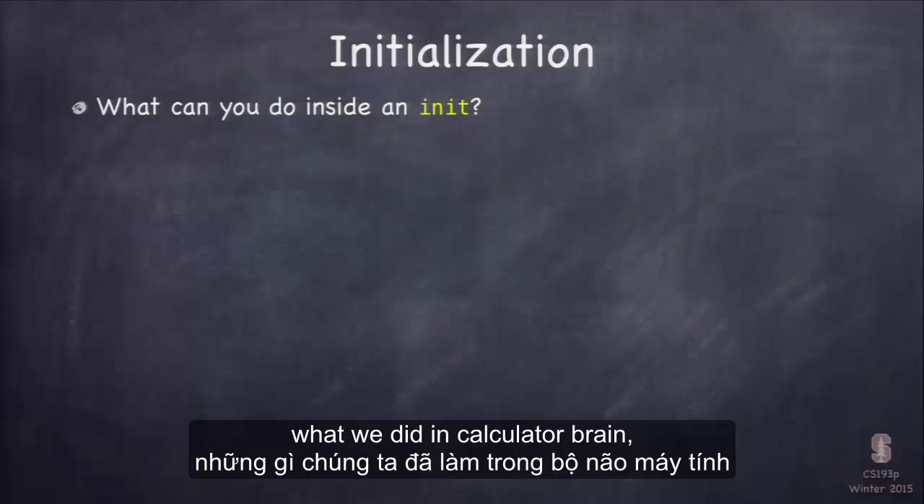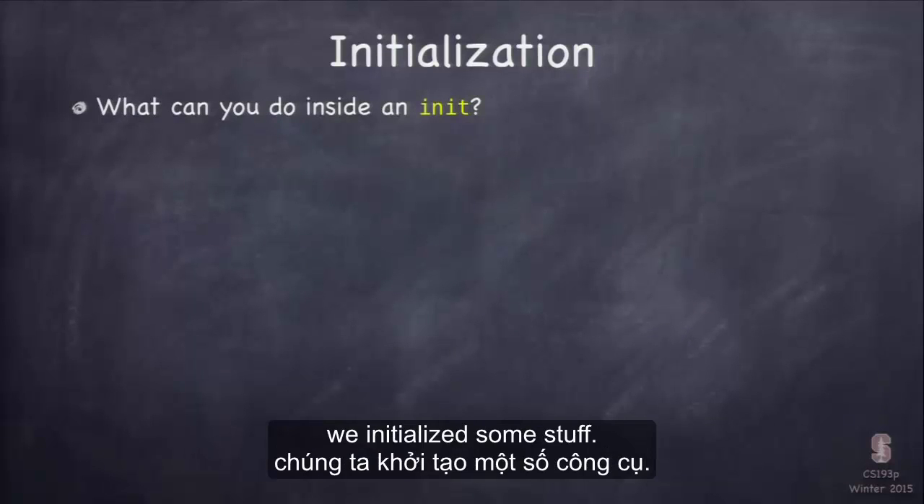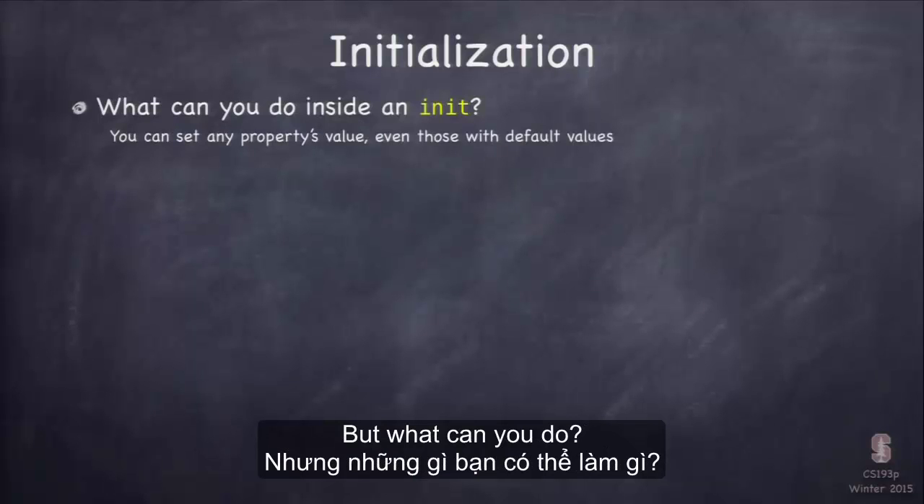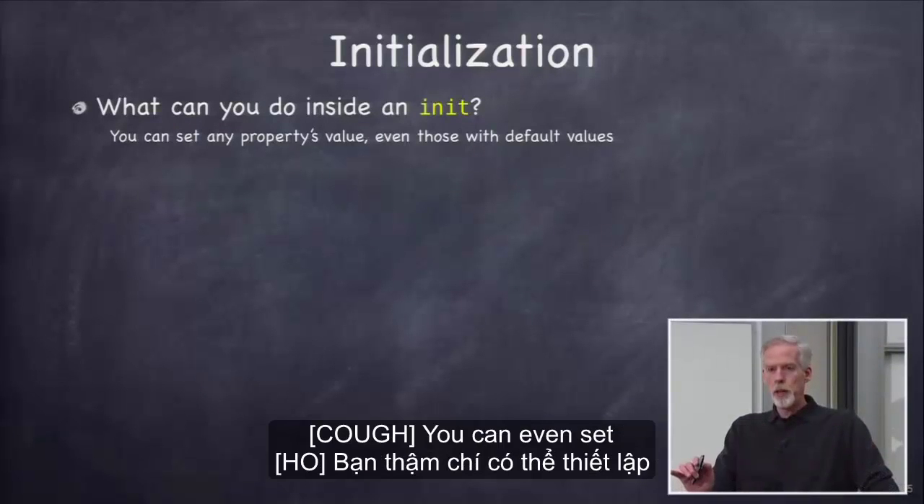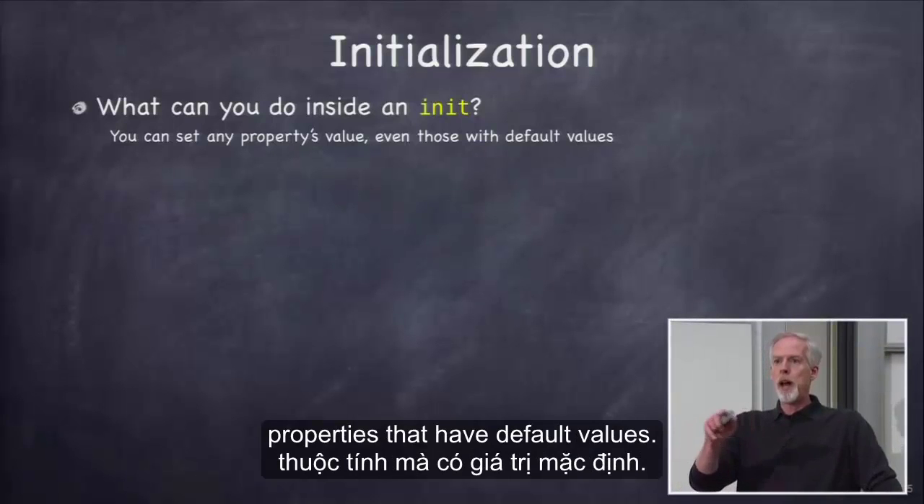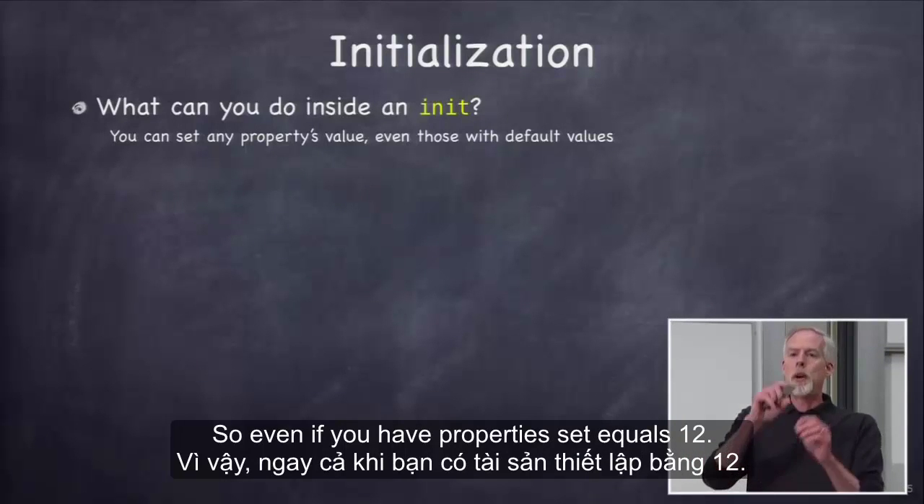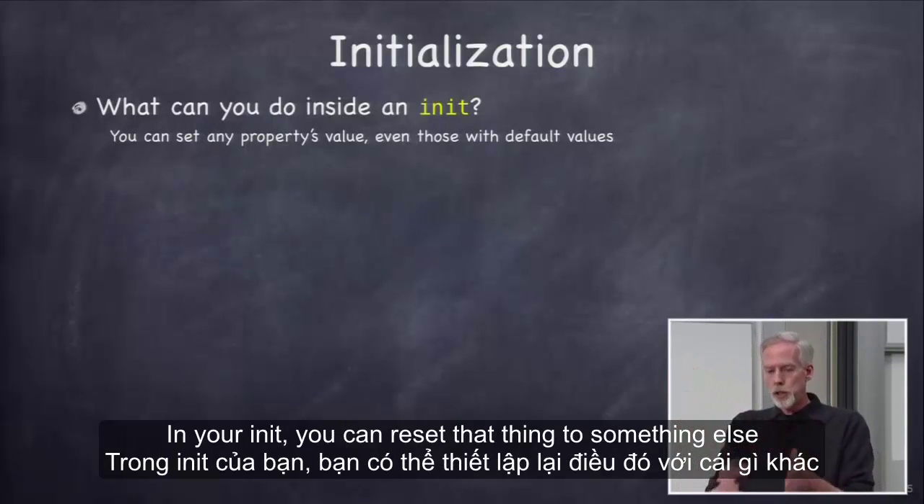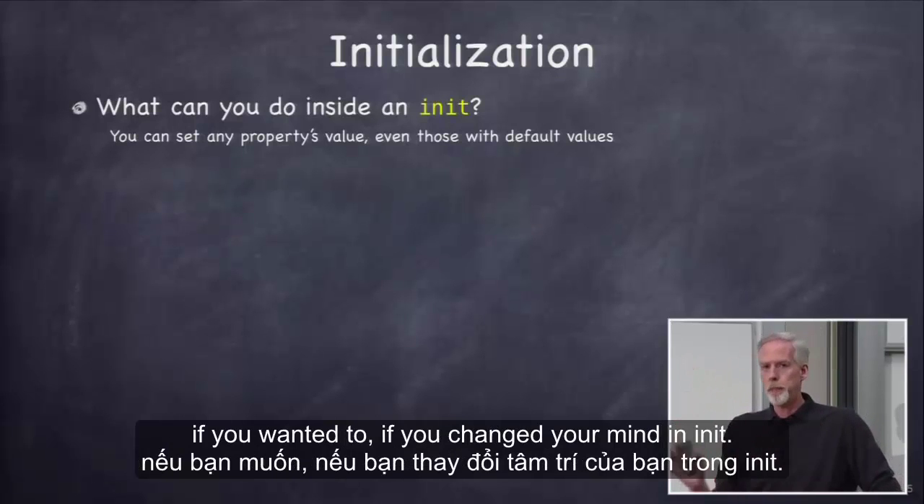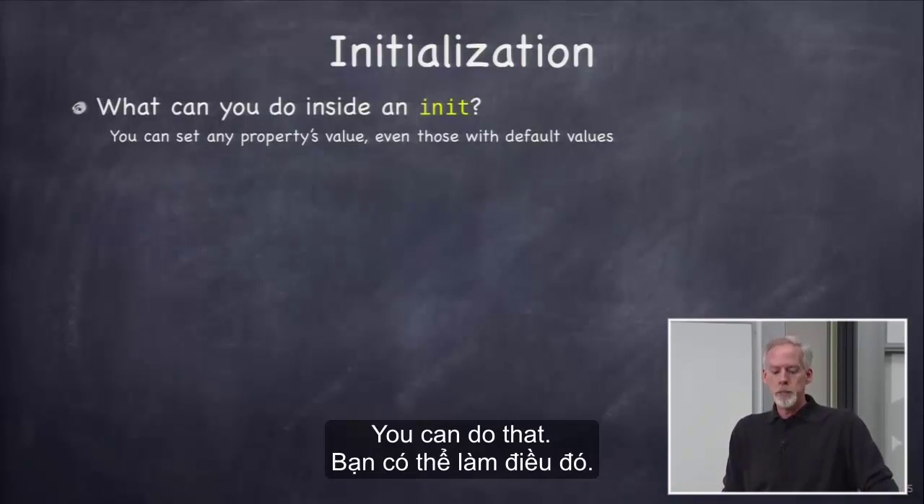Okay, we saw what we did in calculator brain. We initialized some stuff. But what can you do? Well, you can set any property's value in there. You can even set properties that have default values. So even if you have a property and you said equals 12, in your init, you could reset that thing to something else if you wanted to, if you changed your mind in init. Okay? You could do that.